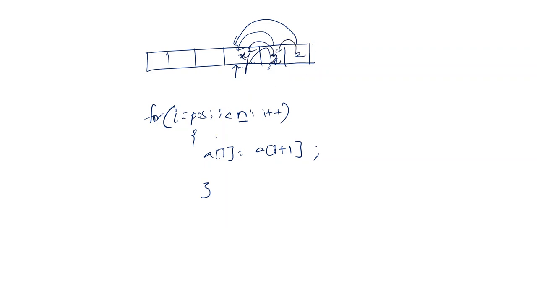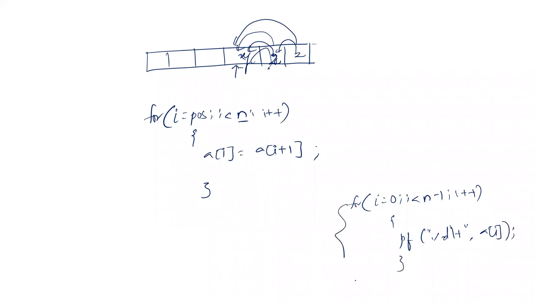When I'm printing the for loop, I'm printing from I equal to 0, I less than n minus 1, I plus plus, and print percentile t, A of I. This is one other way. Understood?